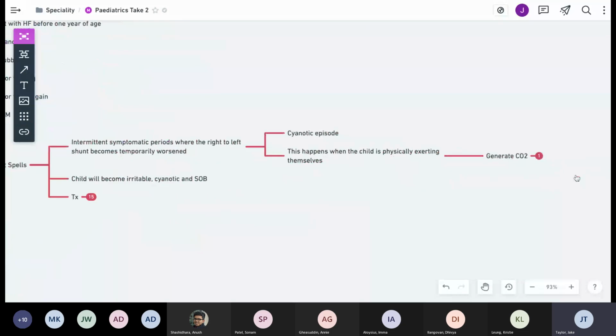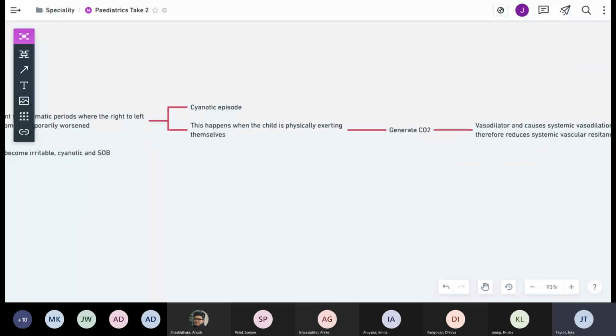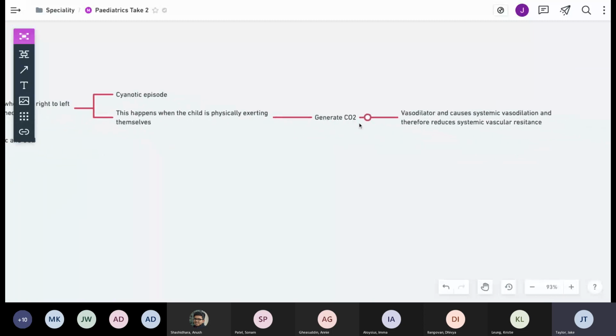Because they're generating all this CO2 by physically exerting themselves, by crying or by running or just by walking very quickly, CO2 is a vasodilator and it causes systemic vasodilation and therefore reduces the systemic vascular resistance. So the vascular resistance through the aorta is lower, even less than through the pulmonary stenosis. So even more blood goes from the right to the left compared to up through the pulmonary system. I'm not sure how that is, but that's apparently the theory.